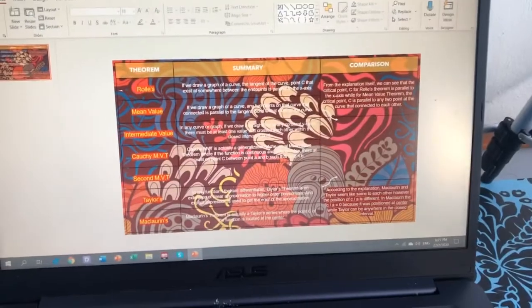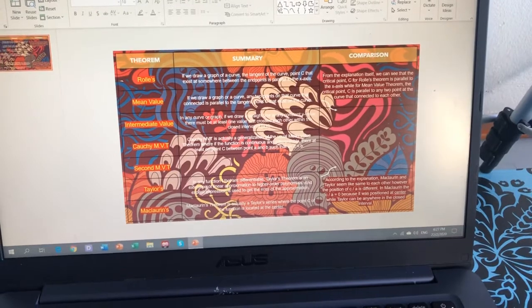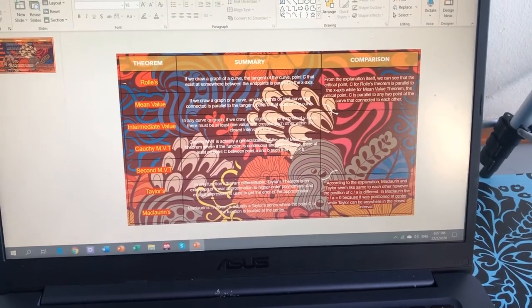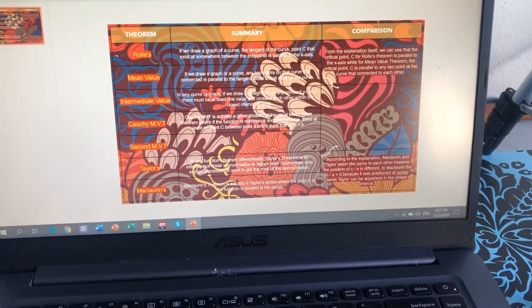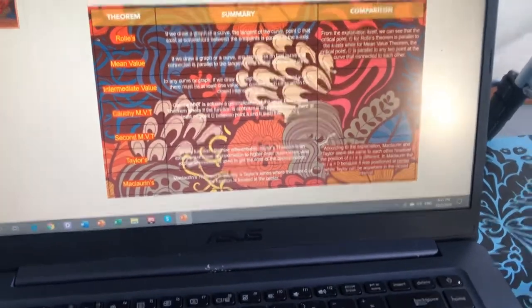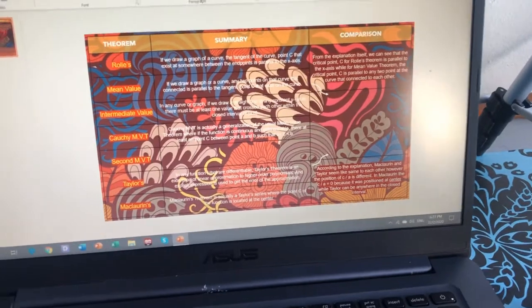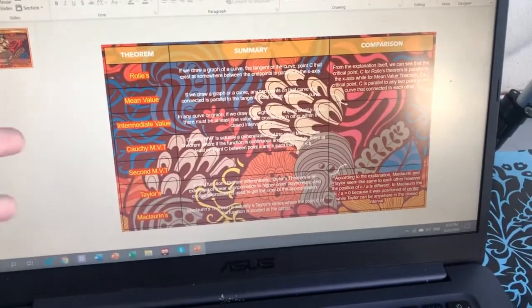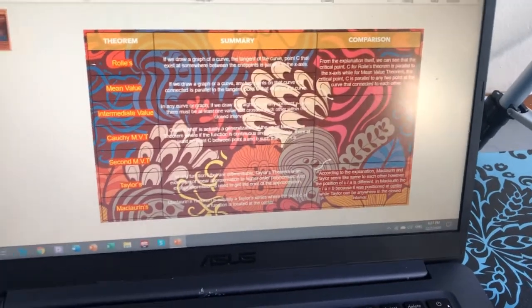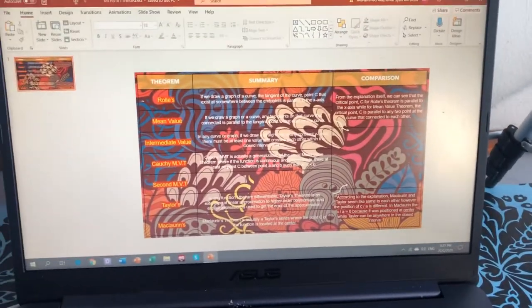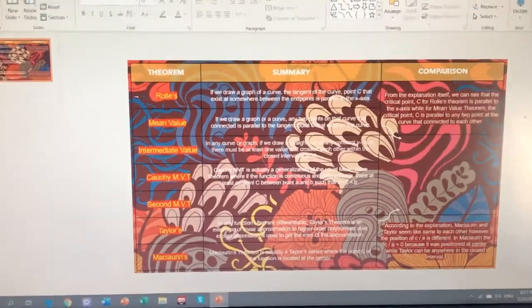Maybe the words are a little bit confusing, so I try to make a summary and comparison using a table. There are actually more theorems: Rolle's theorem, mean value theorem, intermediate value, Cauchy, Taylor's, Maclaurin, and more. But let's highlight Rolle's and the mean value theorem first.